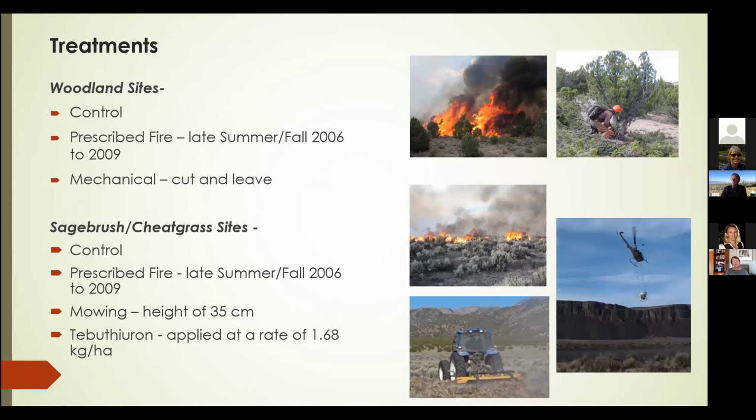The treatments we looked at were the controls, the late summer prescribed fire, and the mechanical cut and leave treatment in the woodland sites. And then in the sage cheat sites, the control, late summer prescribed fire, mowing to a height of 35 centimeters, and then tebuthiuron applied at a rate of 1.68 kilograms per hectare.